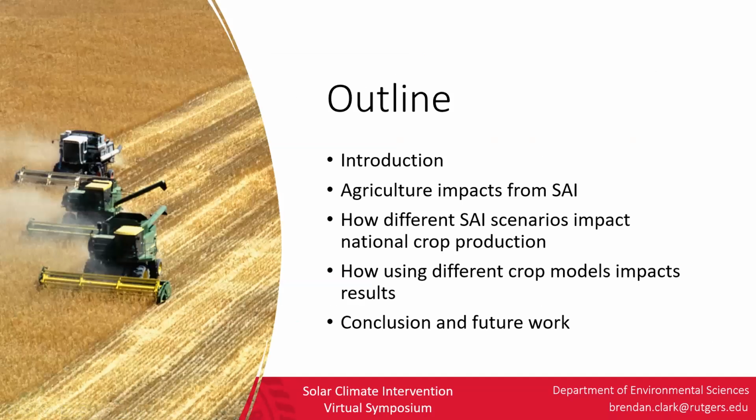So just a quick outline of what I'll talk about. I'll go through and introduce the problem. I'll talk about agriculture impacts from SAI from previous studies. I'll discuss how different SAI scenarios impact national level crop production. And I'll talk about how using different crop models impacts the results that I'm showing. And I'll go through some concluding points and future work.